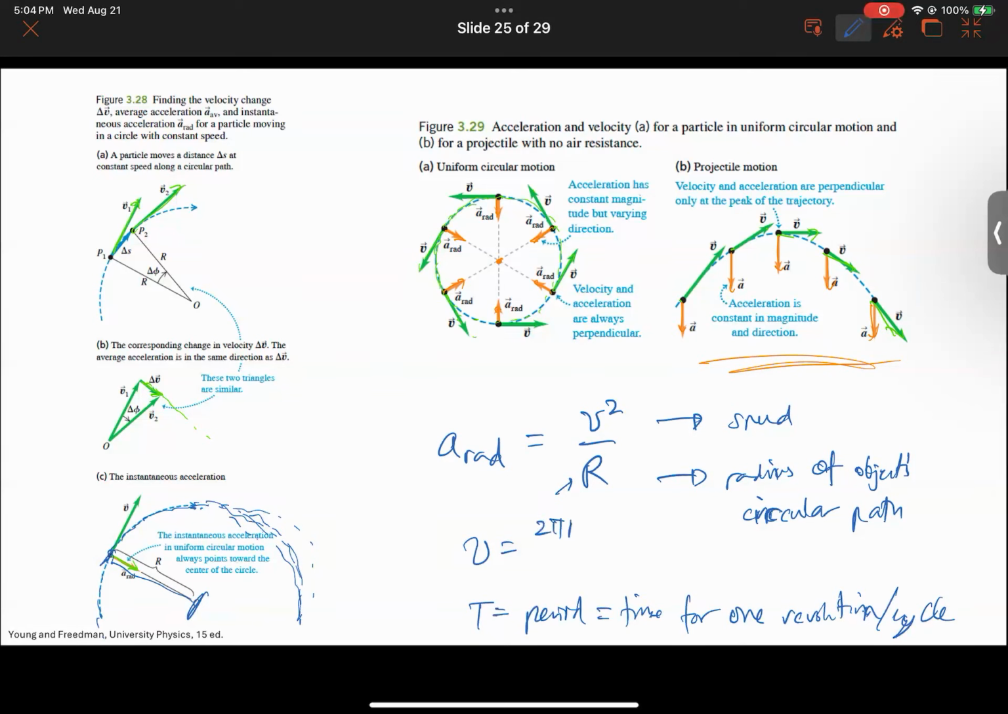If it's one cycle, that means the circumference of that cycle, since this is a circle, is 2 pi r. Diba? So divide that by the period, that's the speed of the particle. The distance of one cycle is 2 pi r, divide by the period, then that's the speed of that particle.